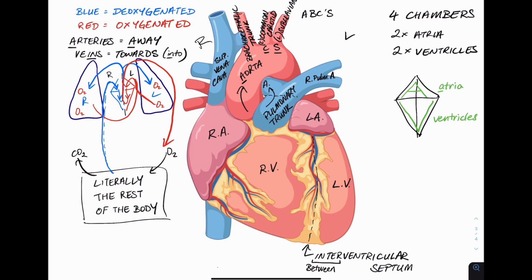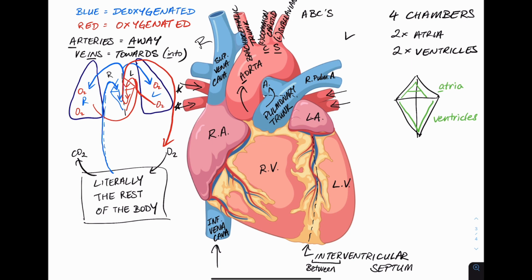A few more major vessels to label here. In blue, on the right-hand side of the heart, delivering deoxygenated blood to the right atrium, we have the superior vena cava and the inferior vena cava, the 2 largest veins in the body. So we've got deoxygenated blood in the right atrium, we have something coming out of the right ventricle, the pulmonary trunk, we've got the left ventricle pumping blood out of the aorta.